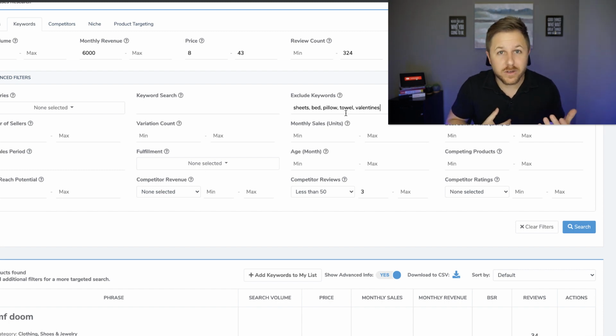So if it's like a curtain or an iPhone case or Samsung case or anything Samsung related, you could put any big brands right here. So it's going to get those out of the way so you could find better products to sell.